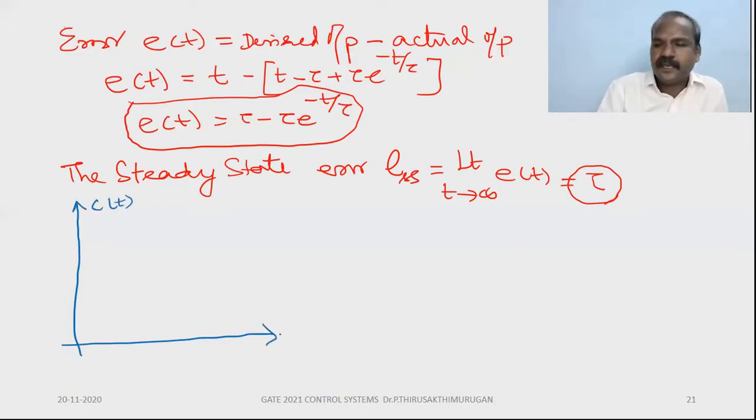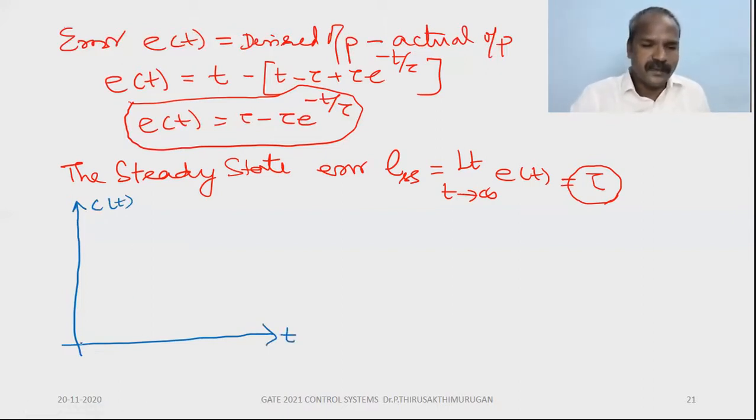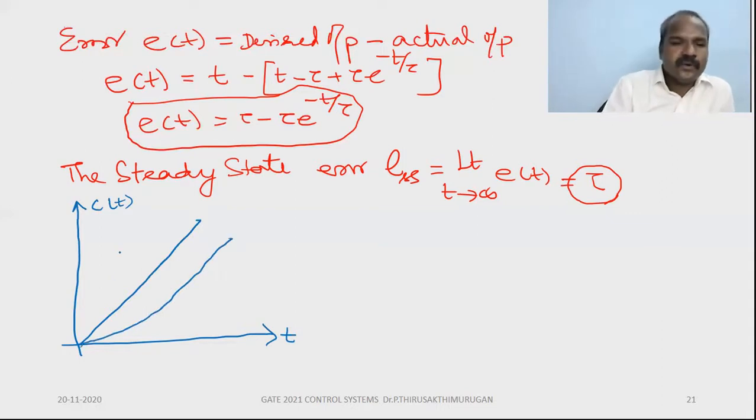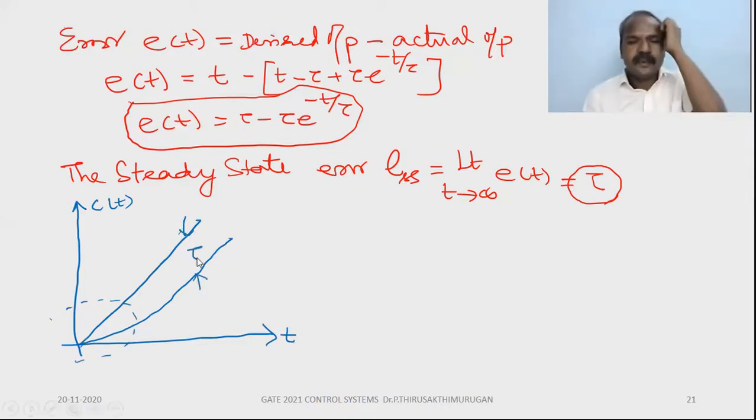So this is t. So what happened? This is the ramp input, whereas this is the ramp output. This is the steady state region, and this is the transient region. The steady state error is always tau. Suppose the system has its own gain k, then it is equal to k times tau.